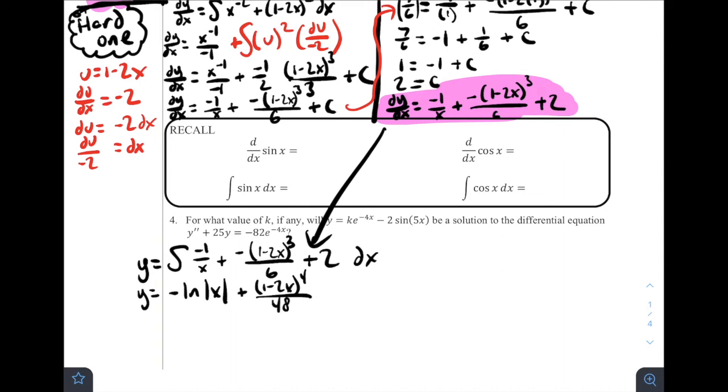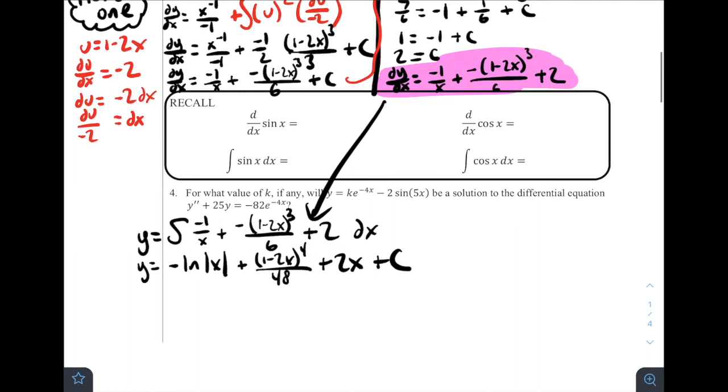And again, where does this 48 come from? It comes from the 6 that was there times the 4, which is 24, times the 2 from that use substitution to give us our 48. So that's where this is coming from. This plus 2 at the end, if we take that antiderivative, it's going to become 2x. And then, of course, we have a plus c because we took an antiderivative.